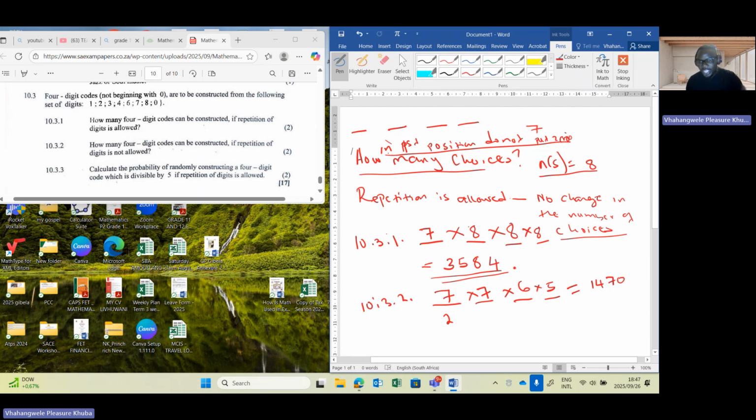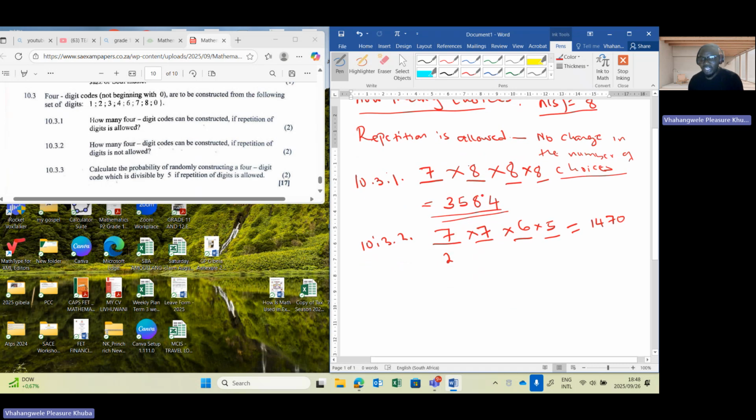Remember, why are we always putting 7 in position 1? It's because we are not allowed to use 0. They are saying to us, we can use any other number, but not 0, because they said, do not begin with a 0. Meaning for this position, 0 is restricted and cannot be utilized. I hope you are following. Now, why do we keep having 8? Because repetition is allowed, so you can use one digit as many times as you can.